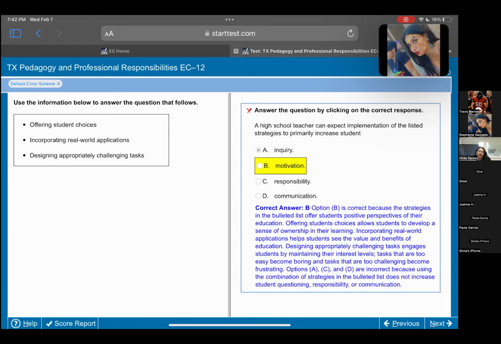Why am I learning this? Why is it important for me to know this? Do I need this? Yes, I do. And so I will learn it. Designing appropriately challenging tasks engages students by maintaining their level of interest. Tasks that are too easy become boring, and tasks that are too challenging become frustrating. That's exactly what I just said, and I didn't even read that. But yes, that's true. Too easy, boring, too challenging, and then your brain checks out. You literally are done. Nobody wants to do something that's impossible. You just get frustrated and you give up, even adults.